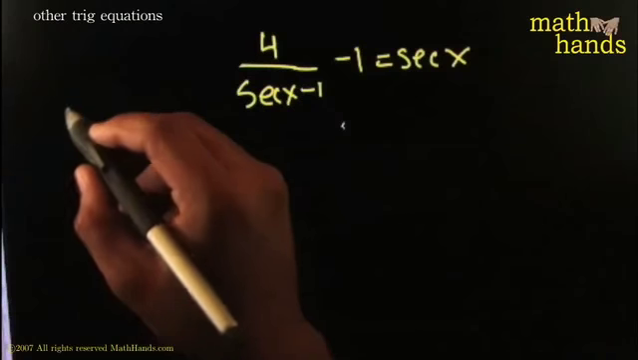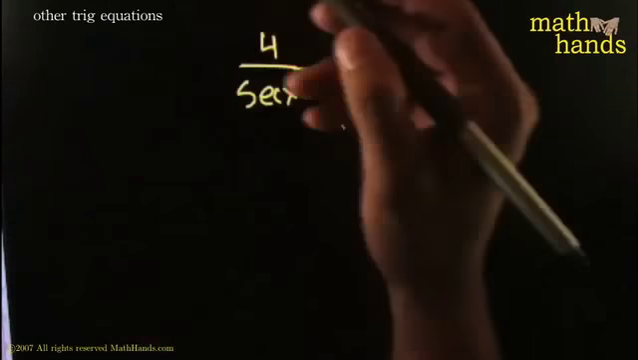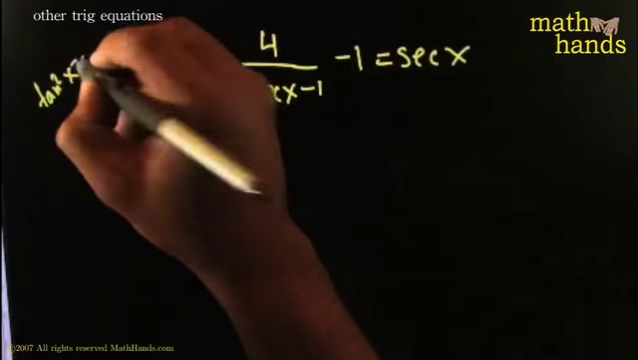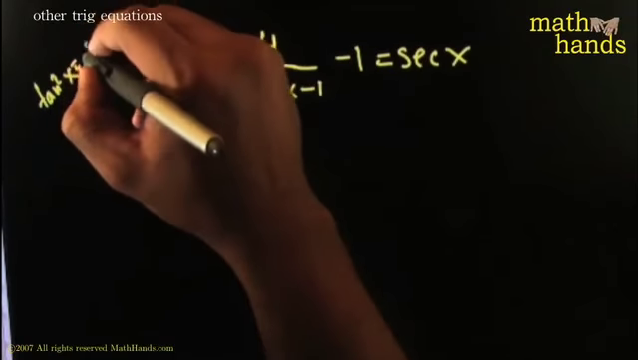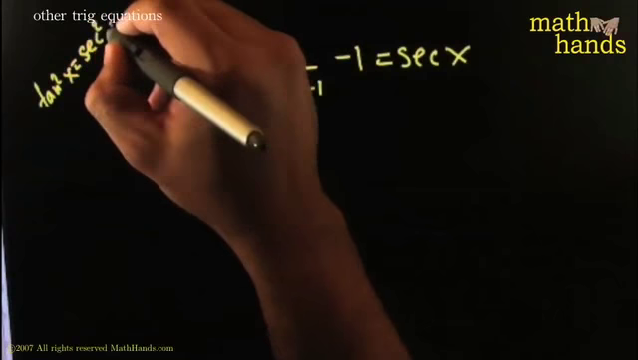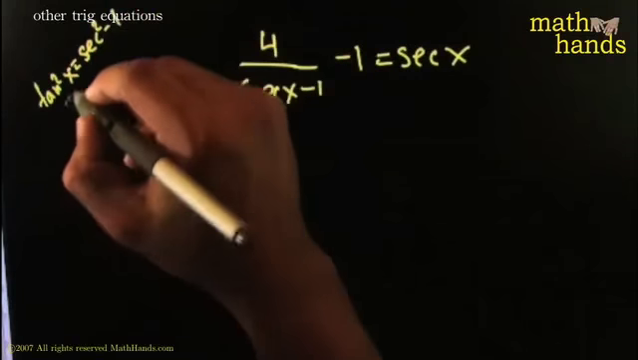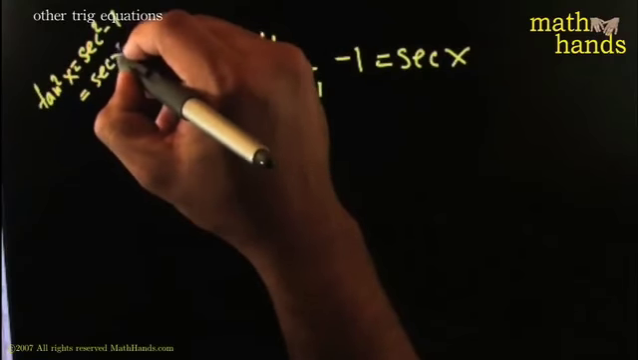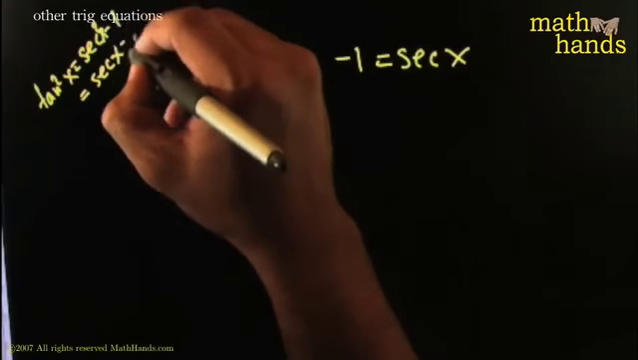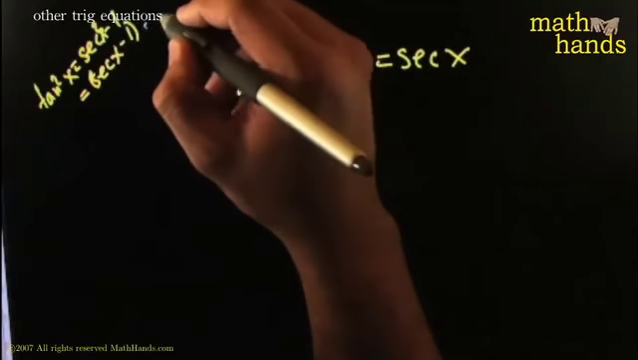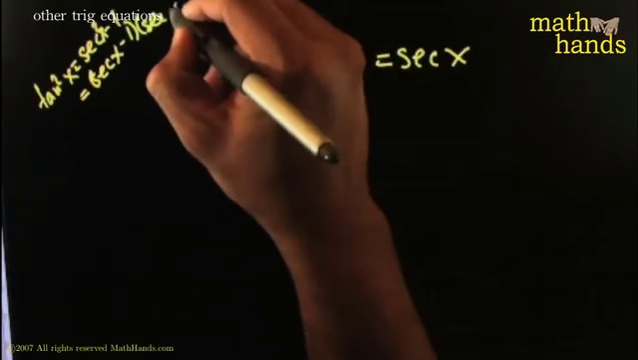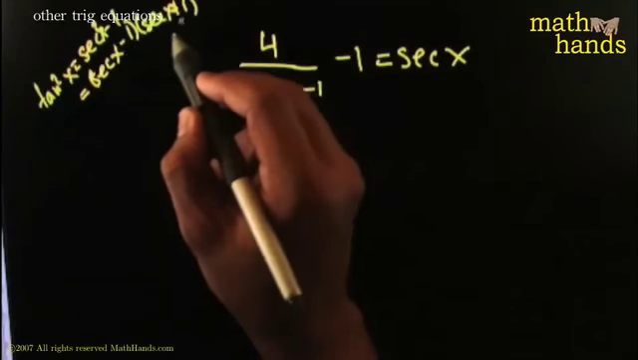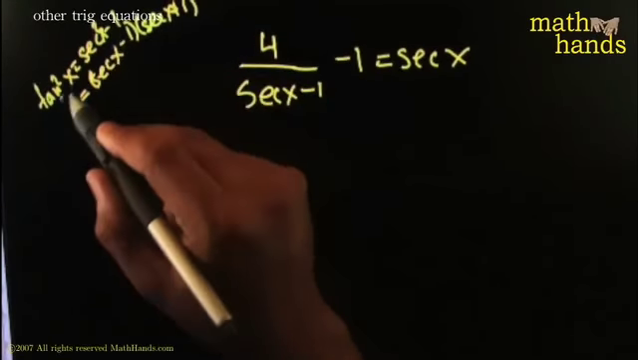I'll just scribble some notes here to jog your memory. We know that tangent squared x is equal to secant squared x minus 1. So you know that you could take tangent squared x, it's the same thing as secant x minus 1 times secant x plus 1. So these two are called conjugates. When you multiply them together, you get secant squared minus 1, which turns into a tangent squared.